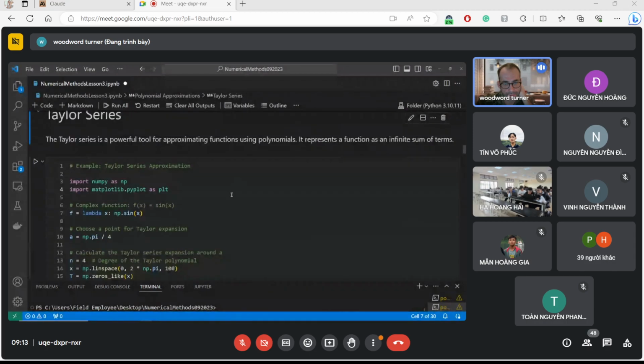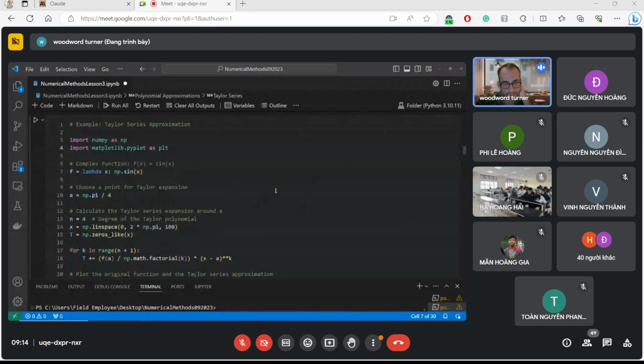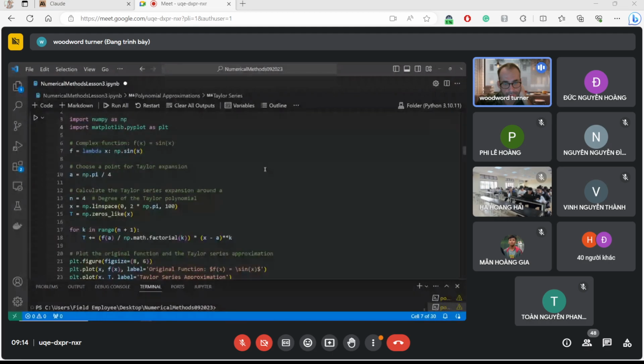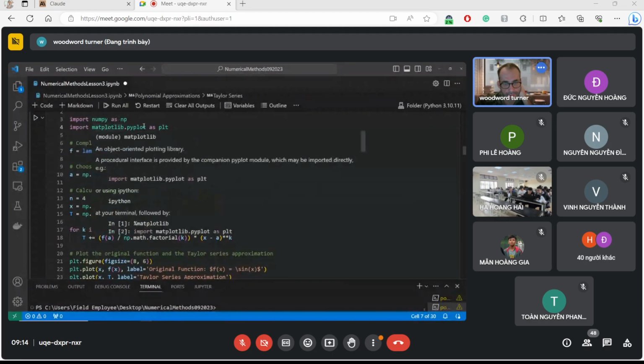Okay, another really useful tool for approximating functions using polynomials is Taylor series, which you have all seen from your calculus classes. And you know that a Taylor series is a polynomial. It's like an infinite sum of terms, but you truncate those polynomials. We've seen that in previous lectures. And so I just wanted to give you another feel for how we can use different types of polynomials to approximate functions. So again, I'm using NumPy and Matplotlib.